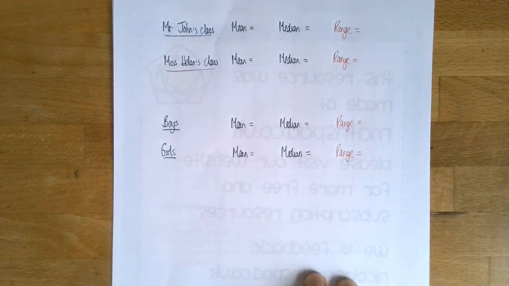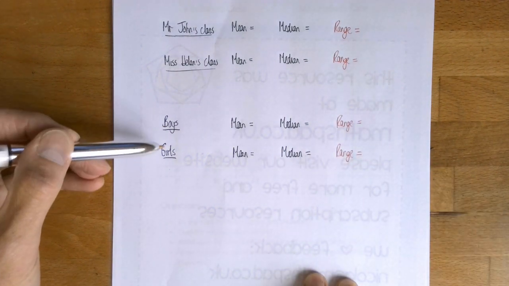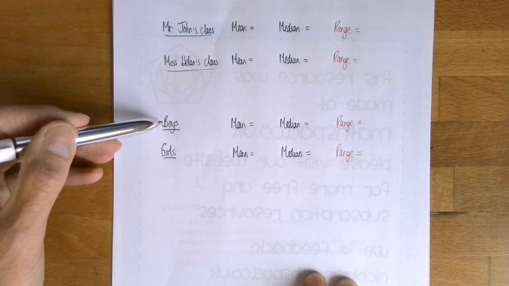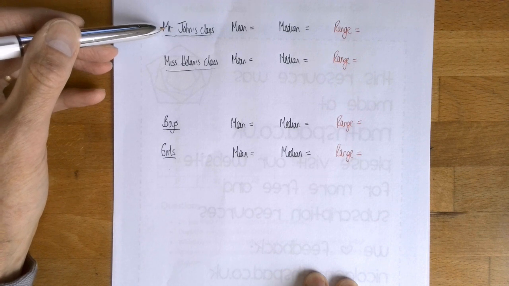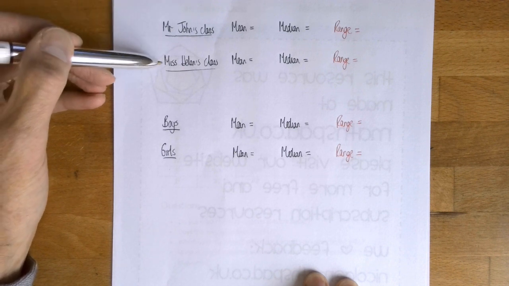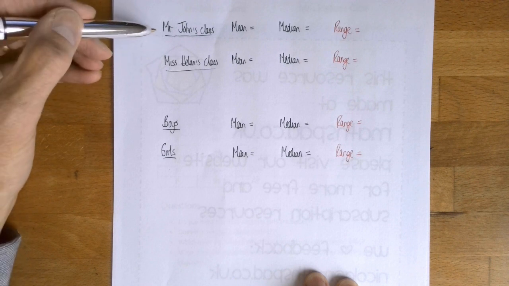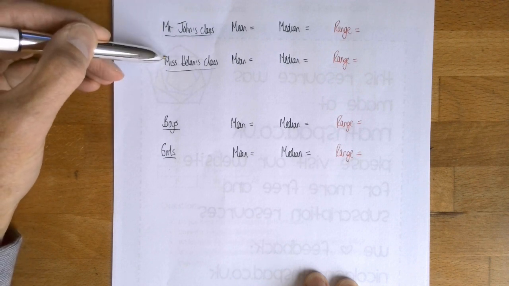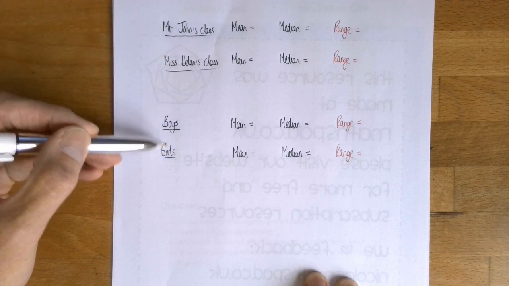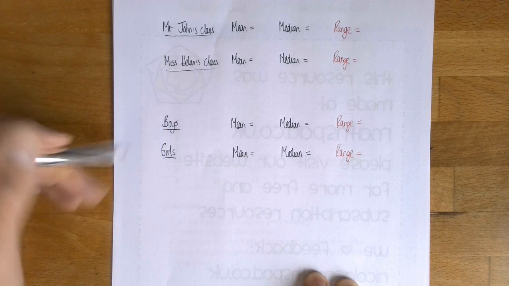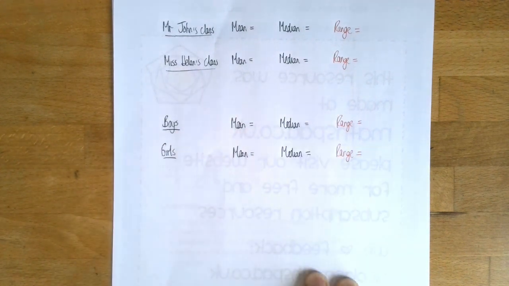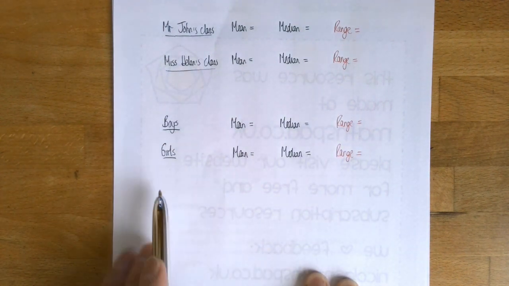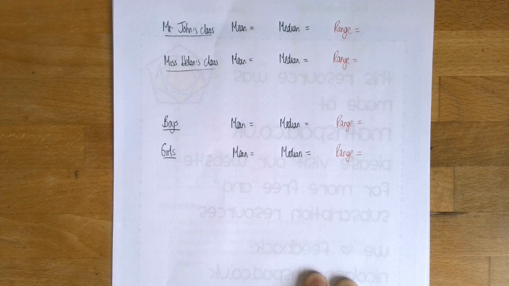So you're doing two comparisons. You're comparing boys against girls, looking at all the boys in both classes and all the girls in both classes. And you're looking at just Mr. John's class, boys and girls, and just Miss Helen's class, boys and girls. You're going to tell me who did better out of the two classes and who did better out of the two genders. And if you could set your work out like this, with a couple of sentences comparing Mr. John and Miss Helen's class, and a couple of sentences comparing boys and girls, and take a photo of that.